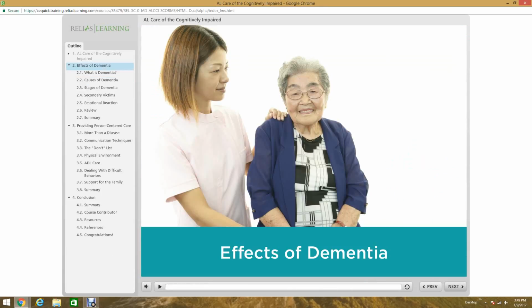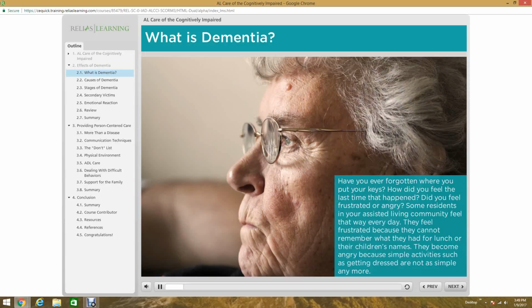Effects of dementia. What is dementia? Have you ever forgotten where you put your keys? How did you feel the last time that happened? Did you feel frustrated or angry? Some residents in your assisted living community feel that way every day. They feel frustrated because they cannot remember what they had for lunch or their children's names. They become angry because simple activities such as getting dressed are not as simple anymore.